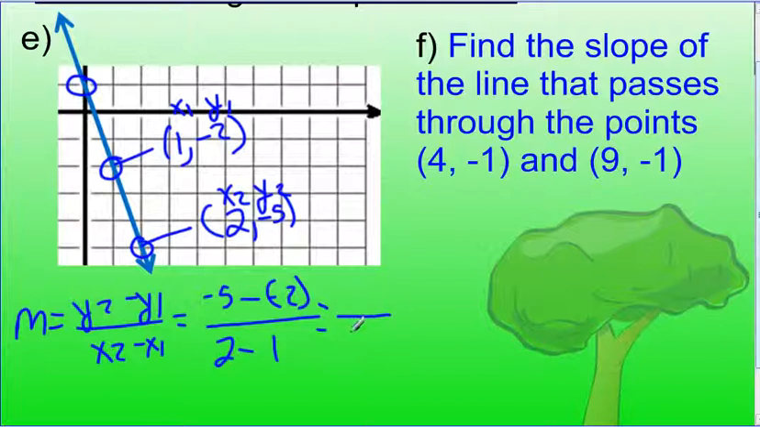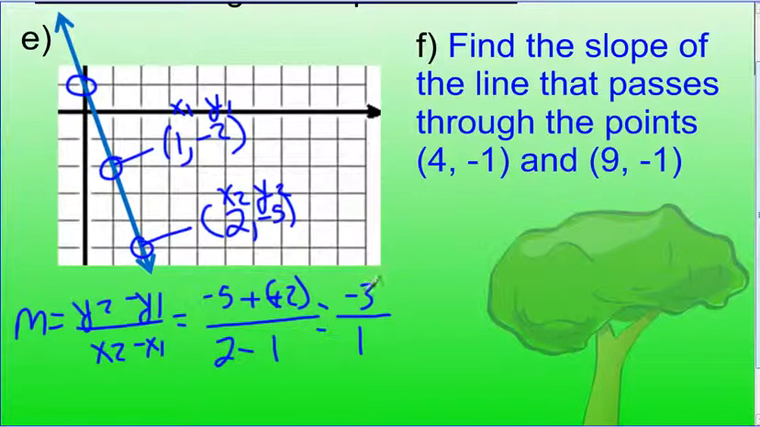Well, the bottom's easy. The top, hopefully you remember your integer rules. -5 minus a -2. Well, minus a negative turns into plus a positive. So now we have -5 plus 2. The signs are different. We're going to subtract. We're going to get a -3.